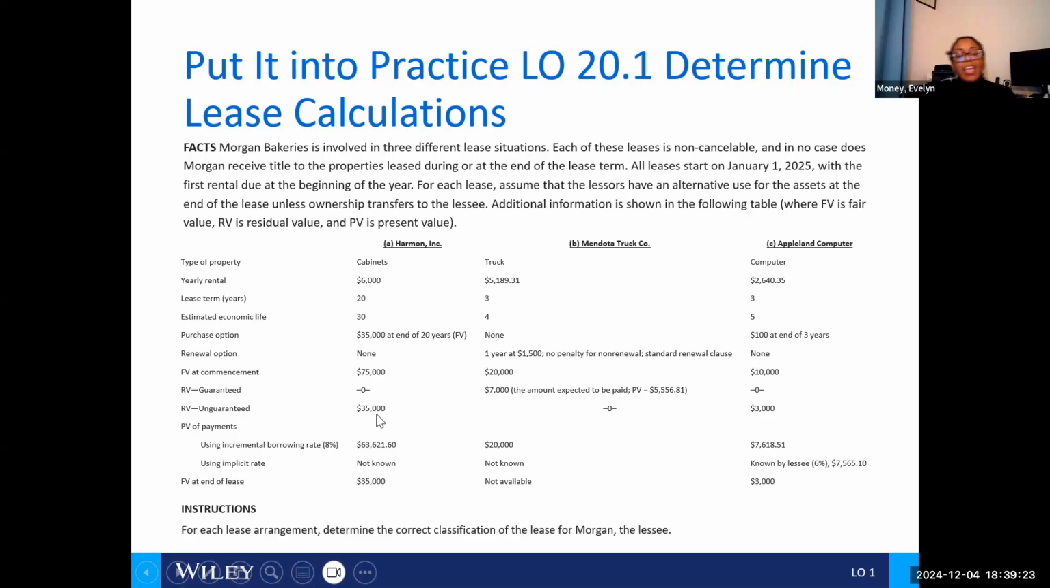Well, wait a minute. If the lessor believes that the asset should be worth $35,000, and they offer me the option as the lessee to purchase this at the end of the life of the lease for $35,000, that's not a bargain. I'm paying exactly what it's worth. So even though there is a purchase option, there is not a bargain purchase option. Got to be really careful. So that test is not met. It's not a bargain purchase option.